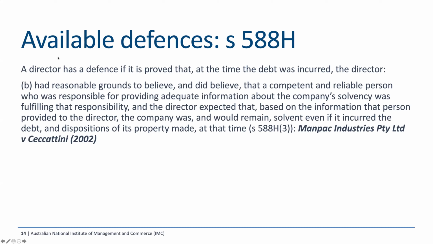Furthermore, a director has a defense under Section 588H(3) if it is reasonable for him to believe in the solvency of the company based on the information provided by a competent, reliable and reasonable person. This statutory defense was demonstrated in the case of Manpack Industries.